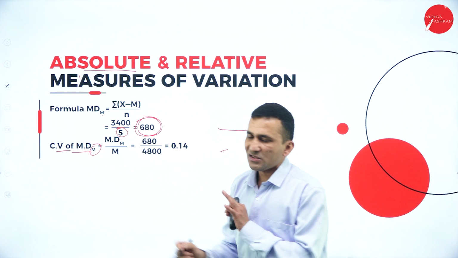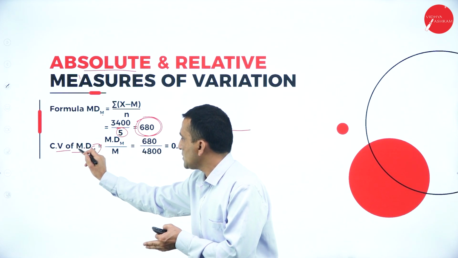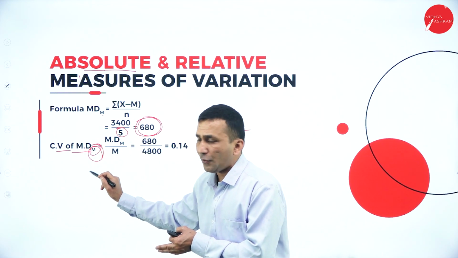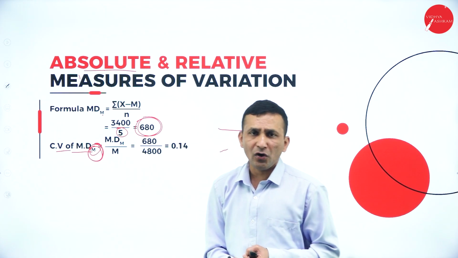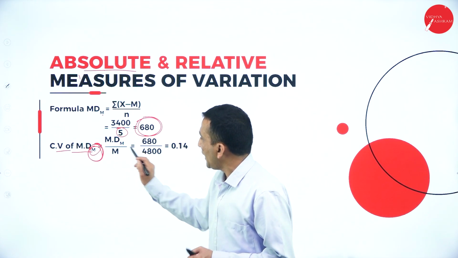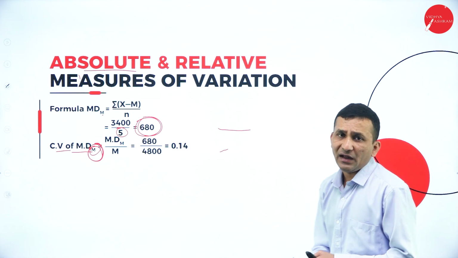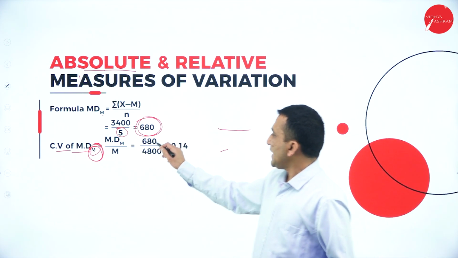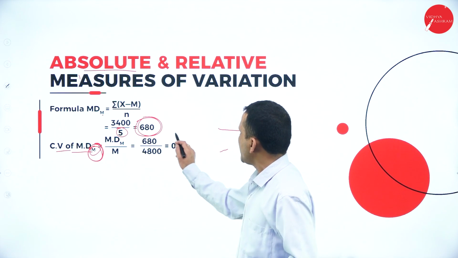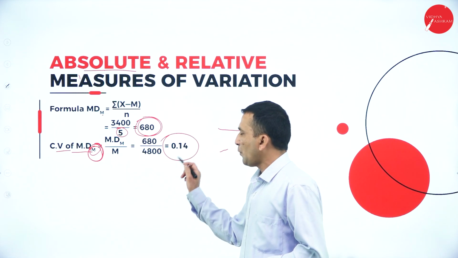We already got 680. Divided by, because this problem is absolute or relative, which is completely depending on median, so in the denominator I am writing median, because we already got the median value as 4800. So 680 divided by 4800, if you simplify, you are getting 0.14.